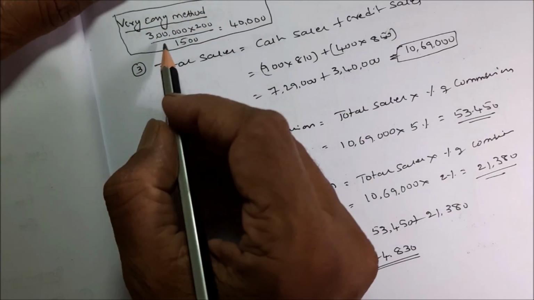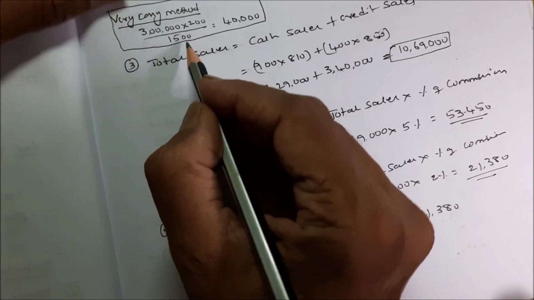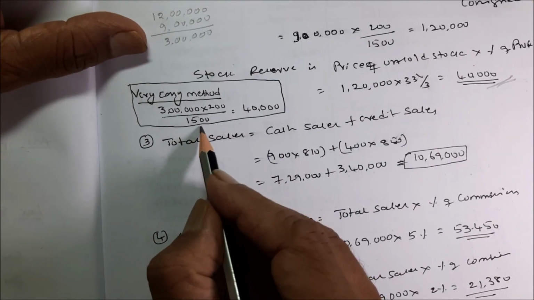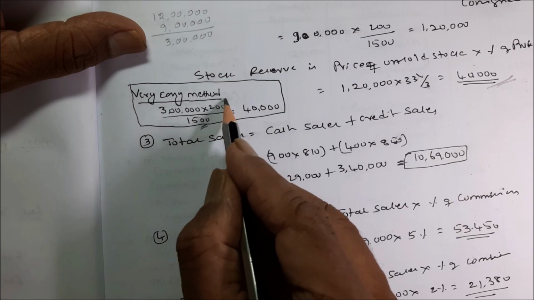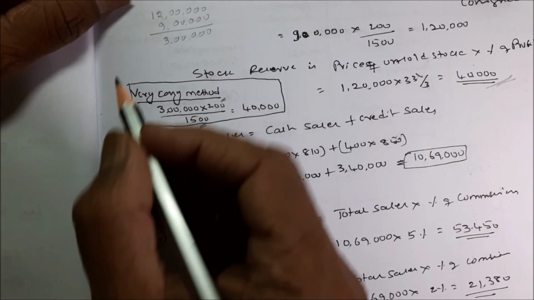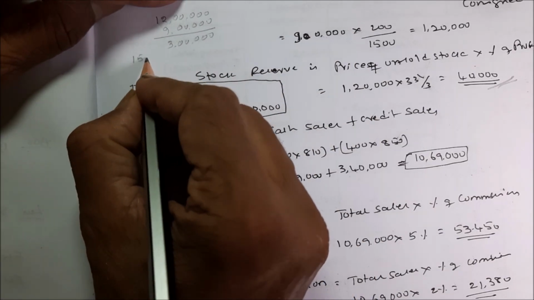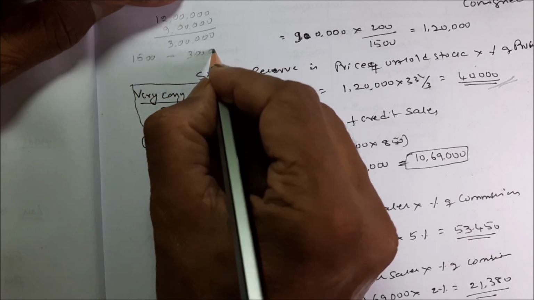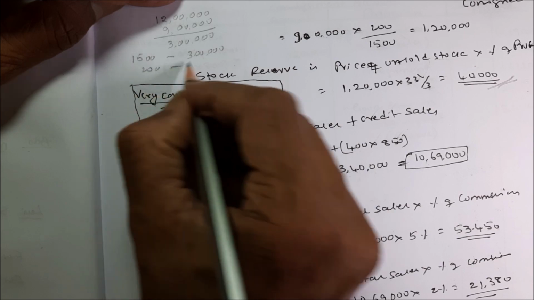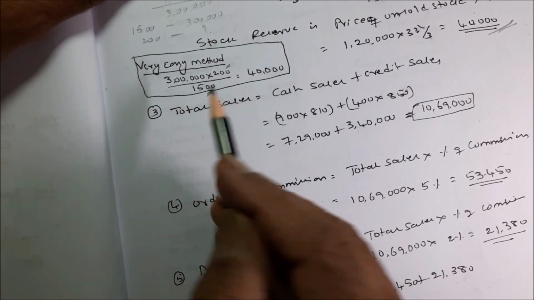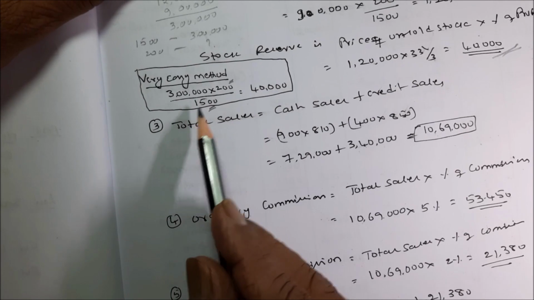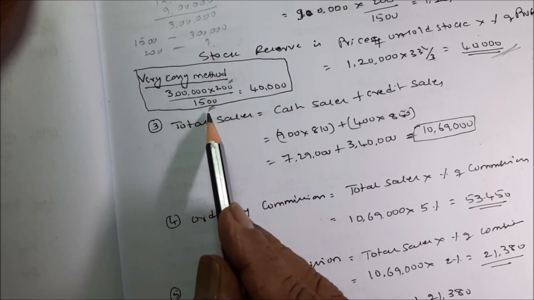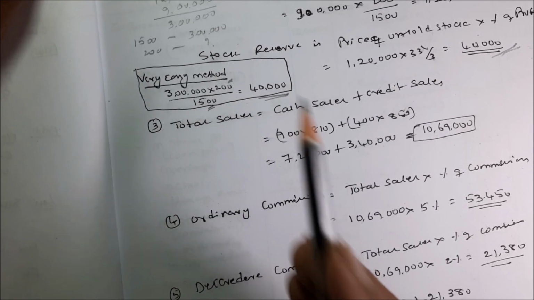So this 3 lakh is for the total goods that you have sent, 1,500. How much is remaining? 200. Then what I have to do is, for 1,500 it is 3 lakh. For 200, it is how much? The stock reserve calculation is very simple: 3 lakh into 200 divided by 1,500 is equal to 40,000.